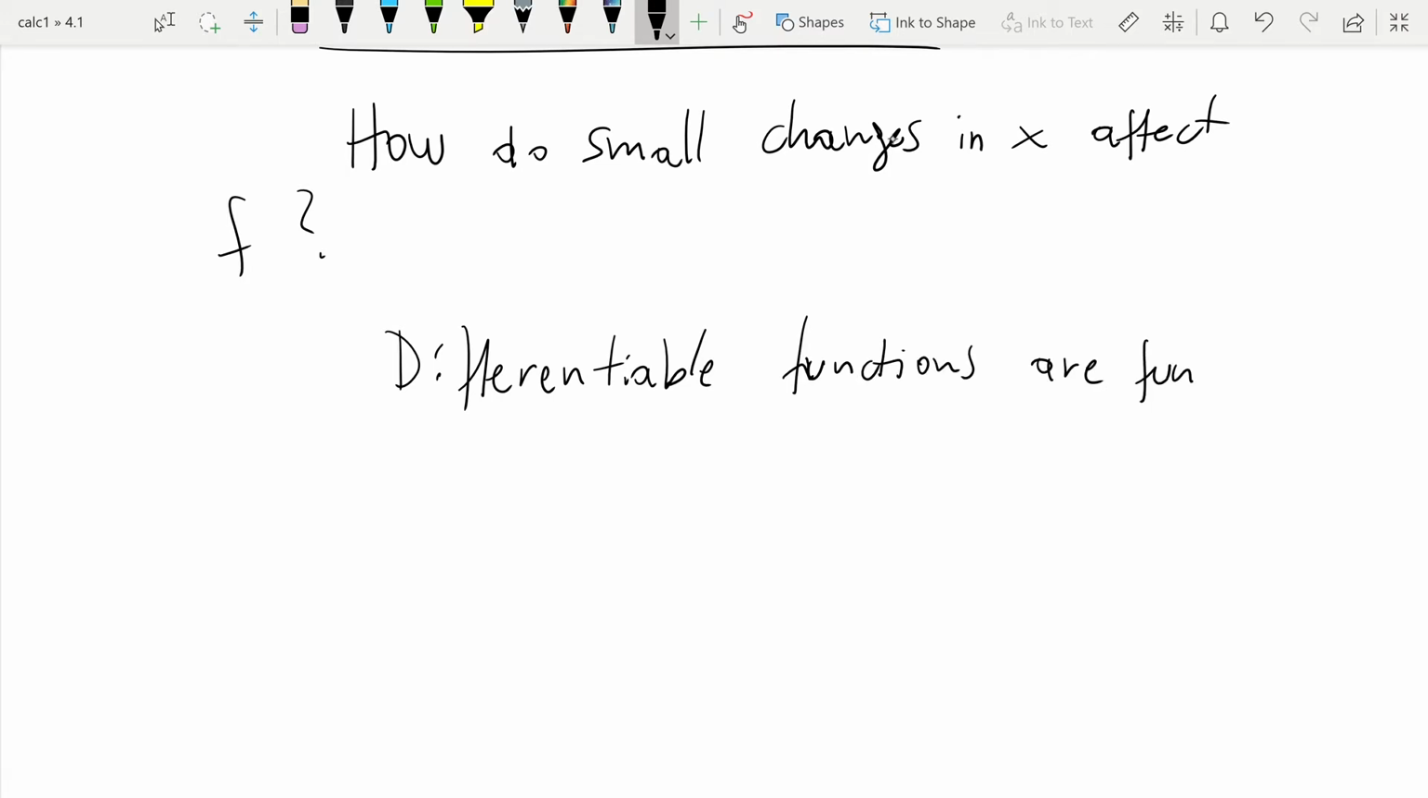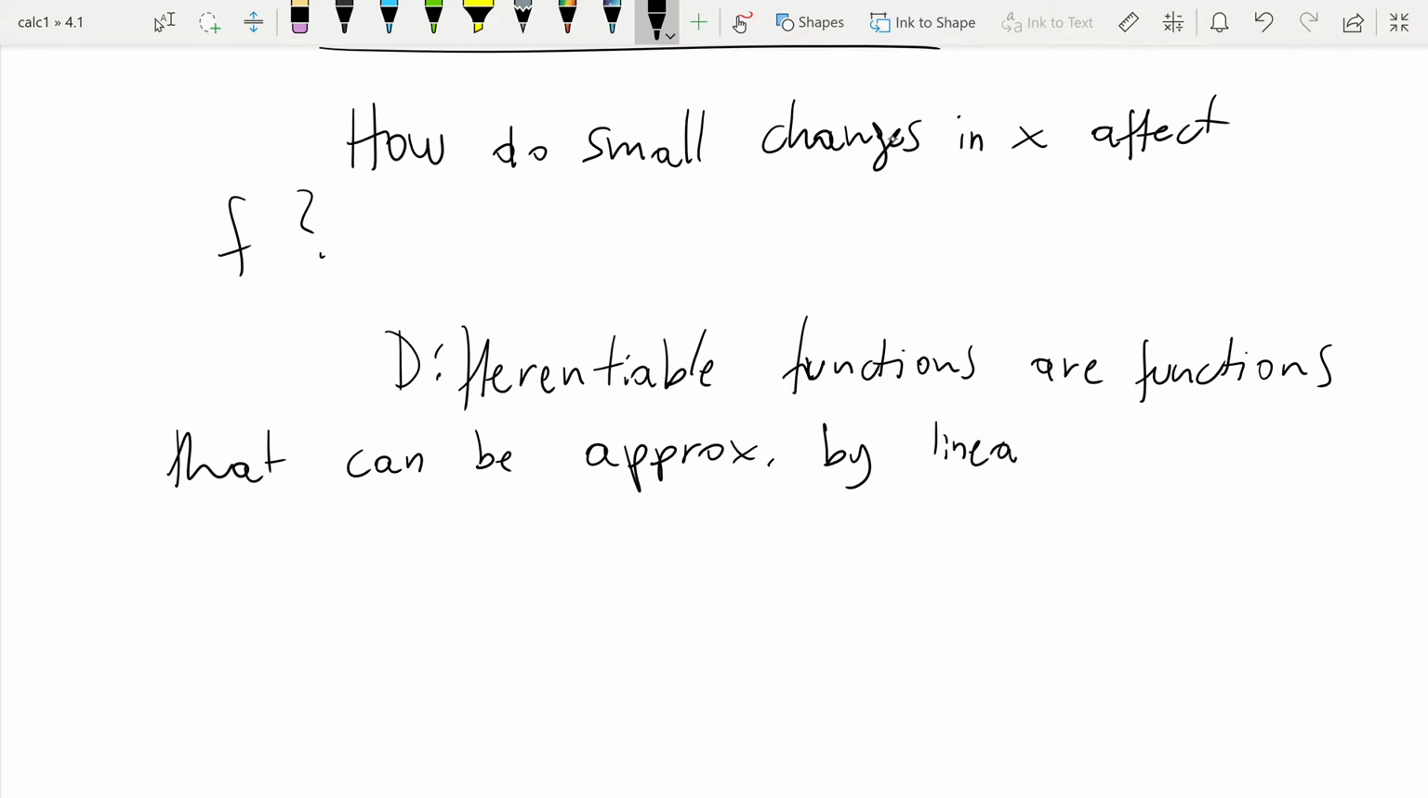Differentiable functions are functions that can be approximated by linear functions. And how do we know that?